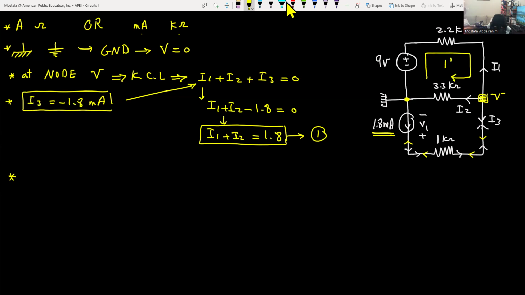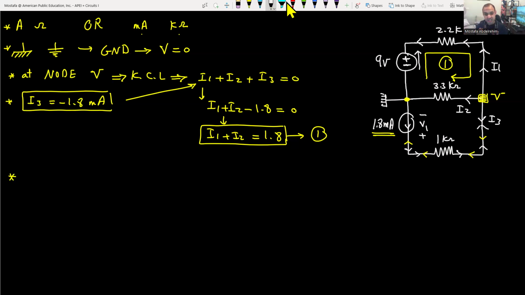I'm gonna call it loop 1. What are the voltages in loop 1? Okay, so let's see. So we have the battery. The battery has a negative. This is the negative of the battery, and this is the positive here. So the voltage of the battery is like that. I1 is flowing like that.